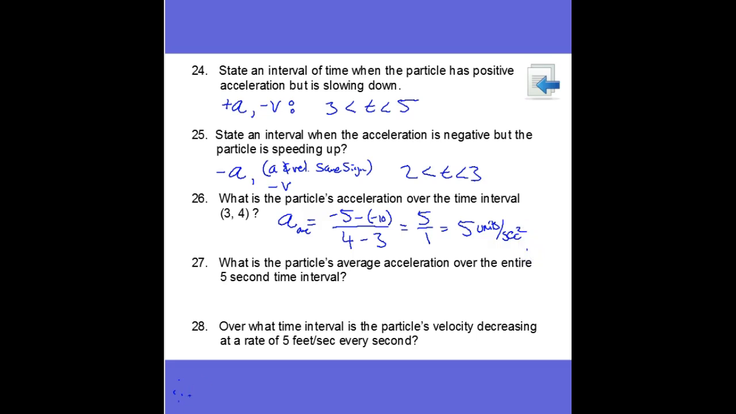In 27, they ask, what is the particle's average acceleration over the entire 5-second time interval? And so if you think back a few minutes ago, we did a problem where we found the average velocity over the entire 5 seconds. And what we looked at was displacement over time. In other words, the end location or the end distance minus the beginning distance divided by time. We're going to do something similar here. And so let's go back to our graph.